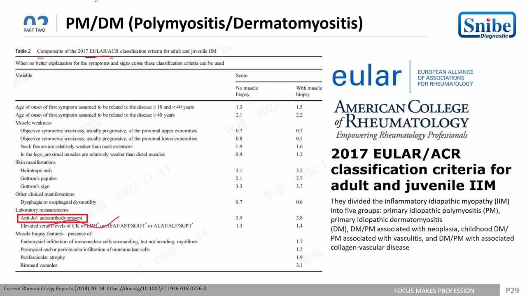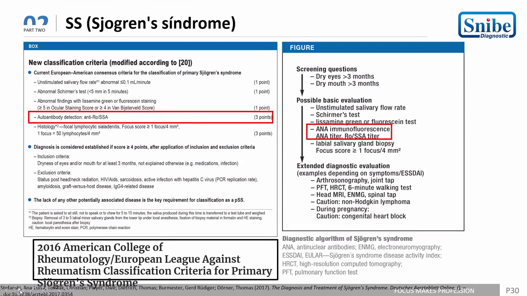So if we talk more about the assays, there is Sjogren's syndrome, and there is also a criteria for Sjogren's syndrome, on the basis of rating systems. Then autoantibody detection like anti-Ro and SSA is a specific marker for Sjogren's syndrome. If it's positive, it increases the score by 3, and the screening question is dry eyes less than 3 months, dry eyes greater than 3 months.